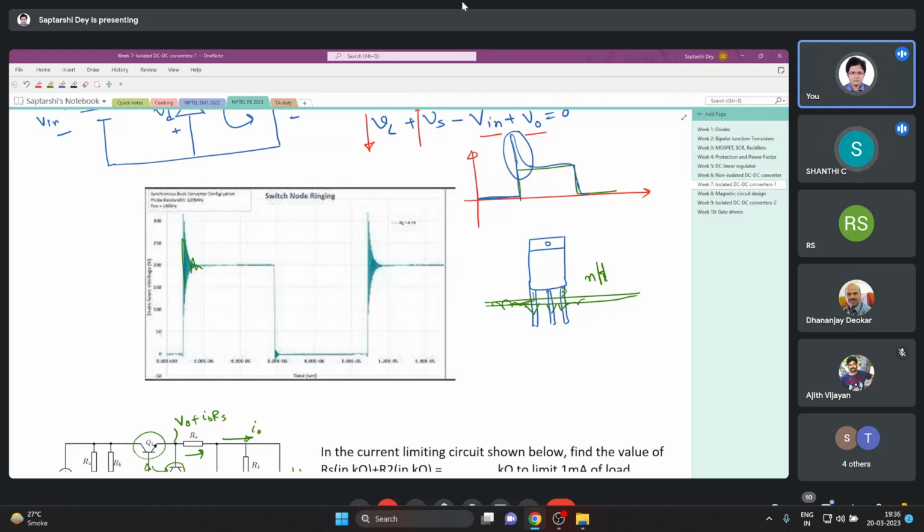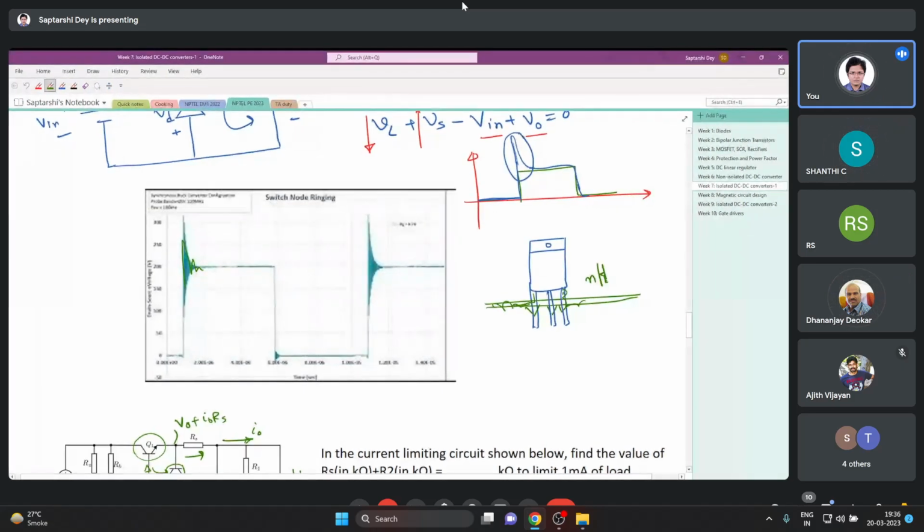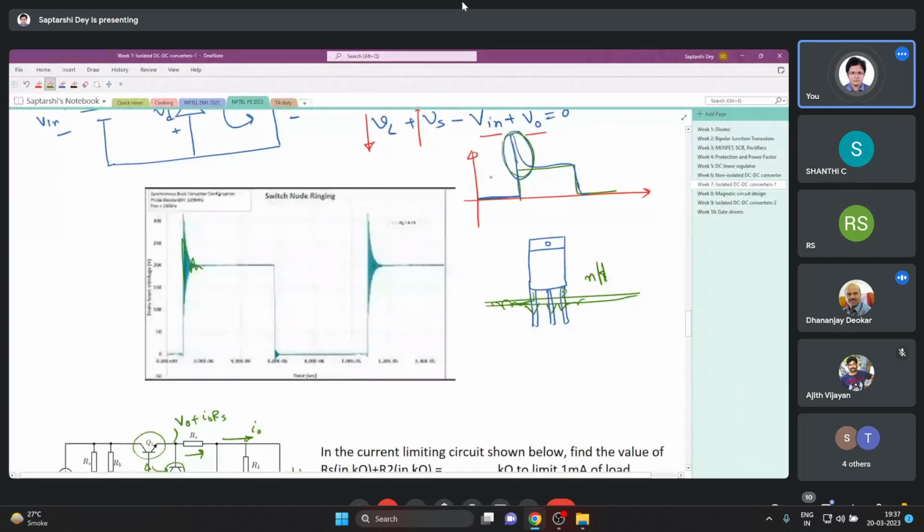This peak comes because the diode takes some time to turn on, and also the switch takes some time to turn off. If the switch instantly turns off and the diode instantly turns on, you will not get to see this peak.